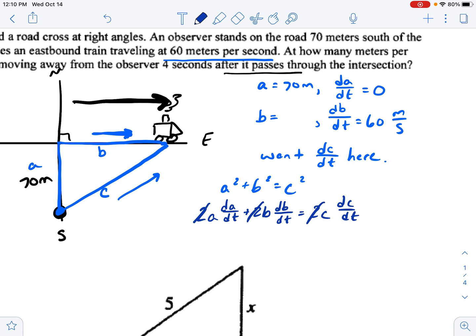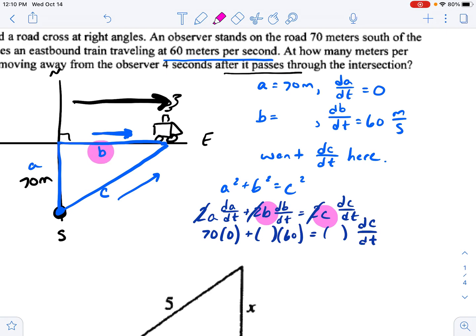We're looking for that value. So let's sub in what we know, figure out what we don't know. We need the value of A, that's 70. dA/dt is 0. Great. We're going to need the value of B. We don't know it. We'll get that in a moment. dB/dt is 60. We're going to need the value of C. And then, once we have B and C, we can sub in and get dC/dt. So it still looks like we need two things. We need the value of B. We need the value of C.